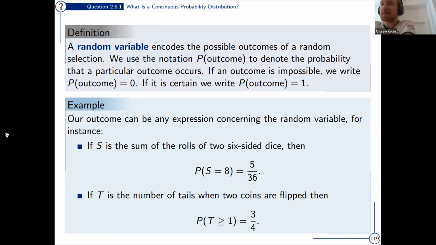Another example, which I think is even easier to study, since there are only 2 outcomes per coin, is the number of tails when 2 coins are flipped. With coins, there's heads and tails. We assume that there's a 0 probability of the coin landing on its side and not flipping down on either side, and it's also a fair coin.